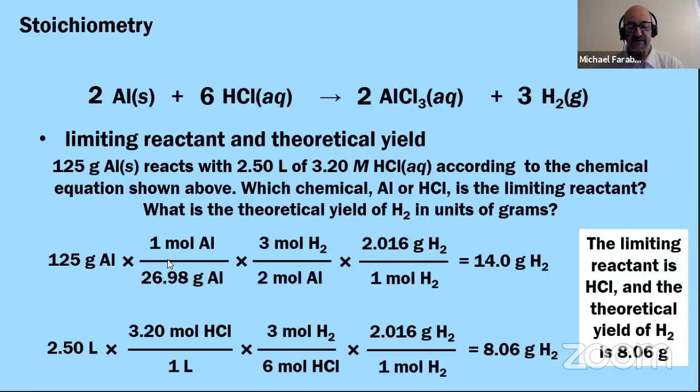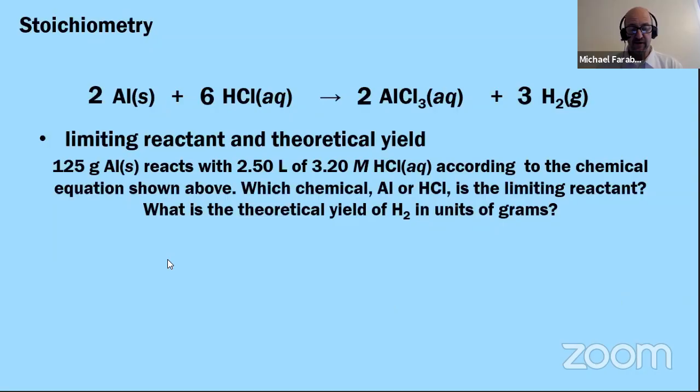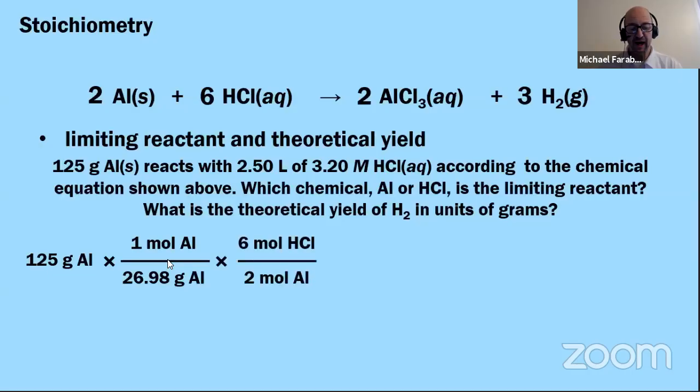Let me show you the other way to solve this problem, and it has to do with converting each reactant into the other reactant. As far as converting one reactant into the other, it's going to be the same principle of stoichiometry and mole ratios, but now I'm going to convert aluminum into hydrogen. I'm sorry, not hydrogen, hydrochloric acid.